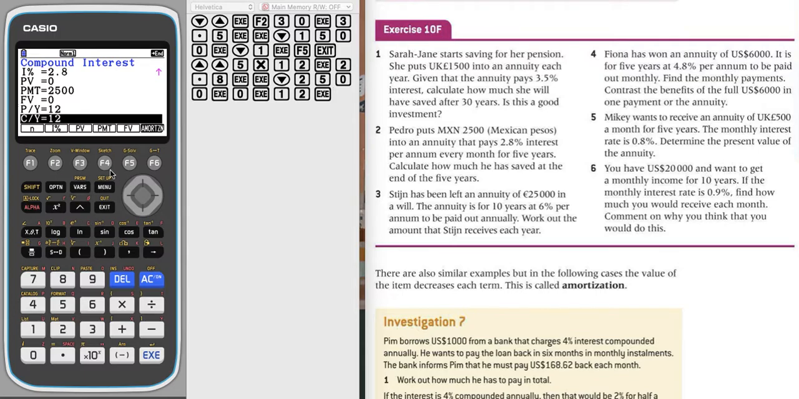Right, and we want to know the future value. Future value, 160,806 and 67 pesos. So that's correct again, I just checked.